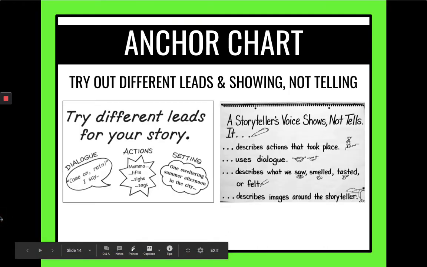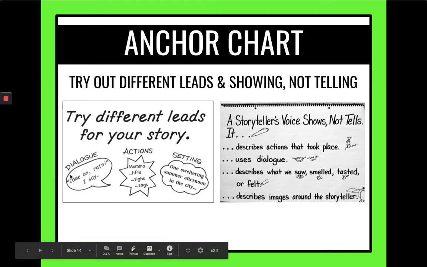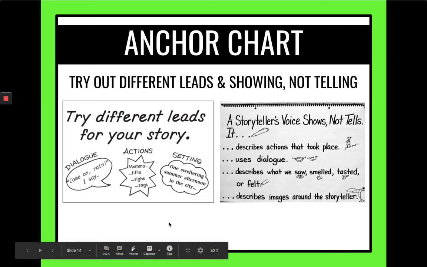So if you're going to try out different leads, you also need to make sure that you're showing and not telling. When we try different leads for our story, you might want to try it with dialogue, with action, or maybe even by explaining the setting. And remember, when a storyteller's voice is showing and not telling, it describes actions that took place, it uses dialogue, that's the talk, and it describes what we saw, what we smelled, what we tasted, and what we felt. And it might even describe the images around the storyteller, like your setting.